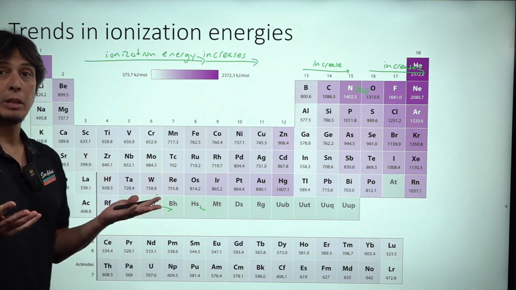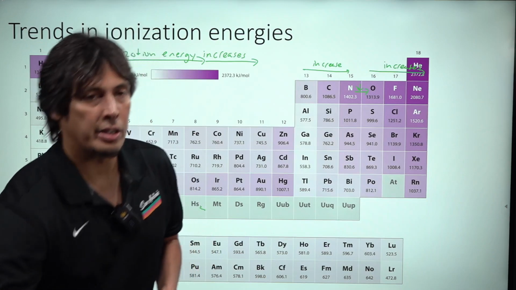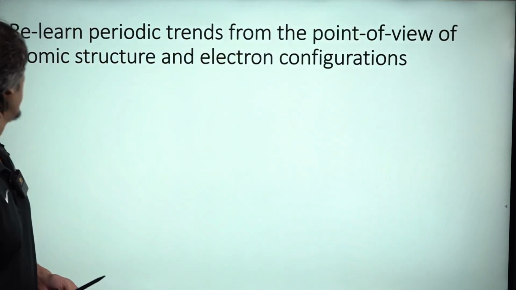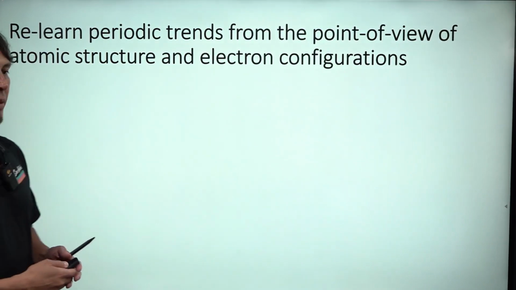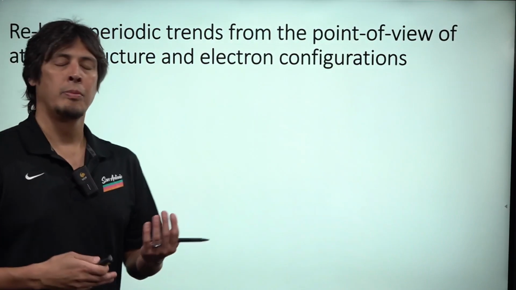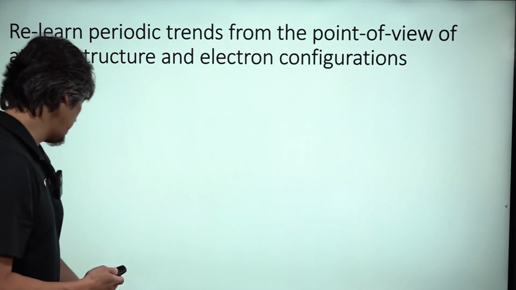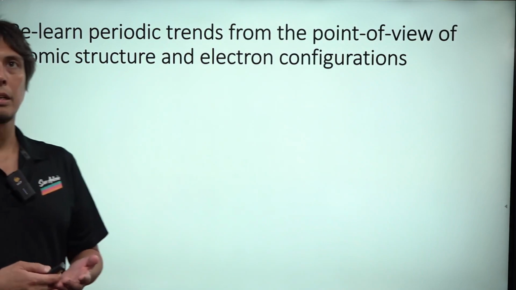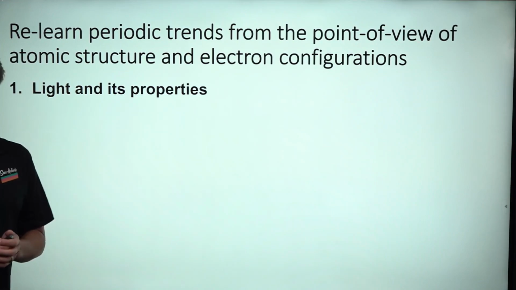And so how do we explain that? We need to understand more about the electron configuration and the atomic structure and the interaction between the electrons and the nucleus. And so for the next few videos, we're going to reset and look at the basis for how we're going to be able to explain these periodic trends. We're going to start from a place that may not make a whole lot of sense, but it will by the time we're done with this. We're going to start by looking at light and its properties.